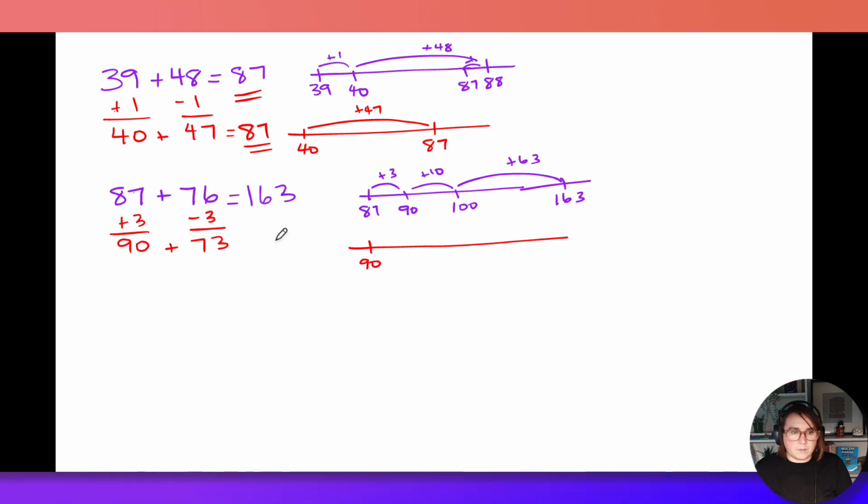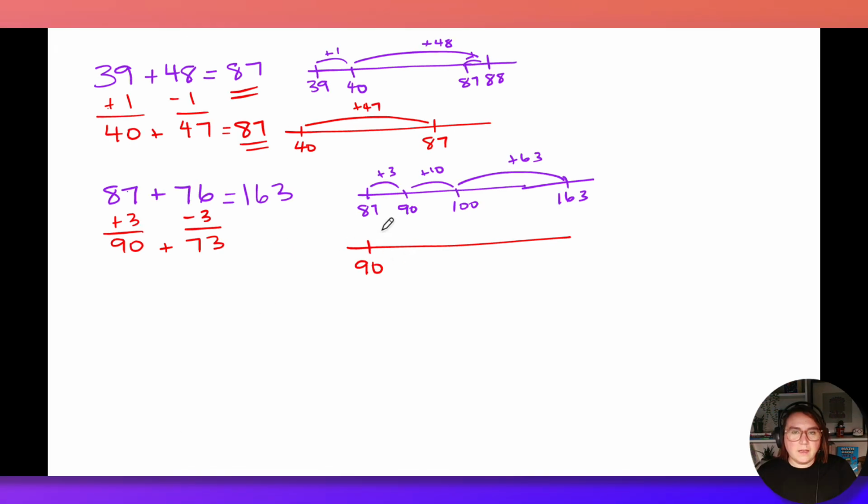90 plus 73. Okay, 90 plus 73. Well, 90 plus 70 gets me 160, plus another 3, 163. That was much simpler than my clunkier get to a friendly number by just doing that give and take.